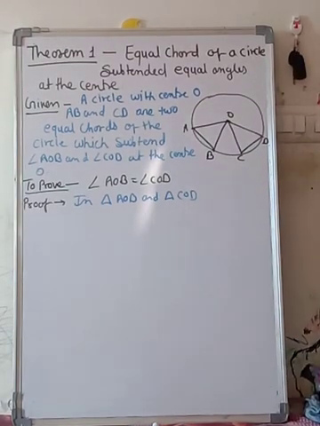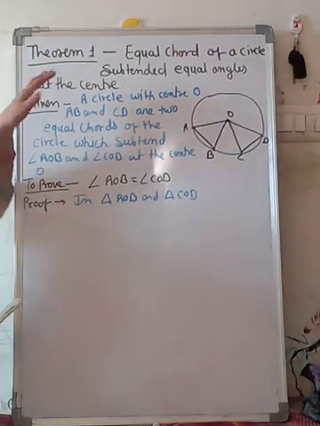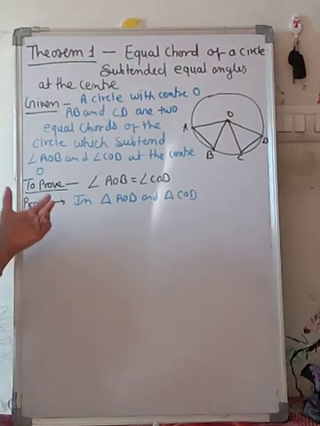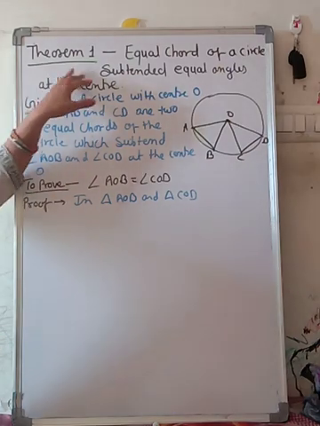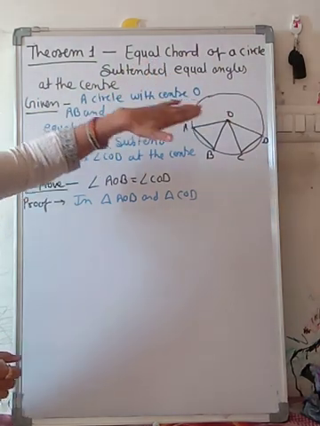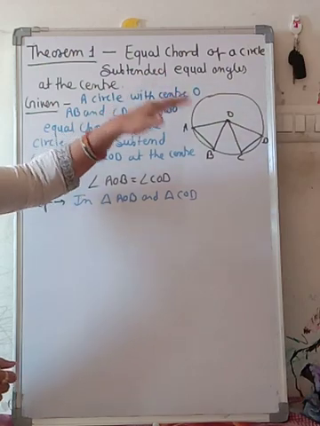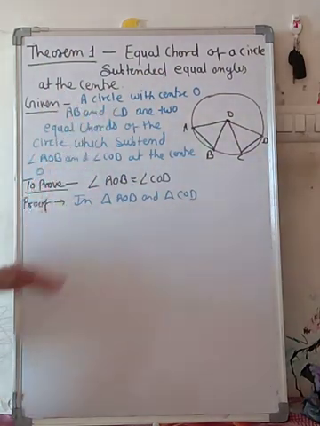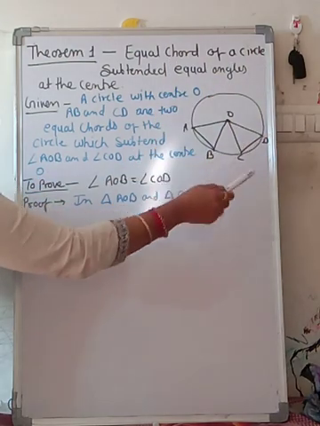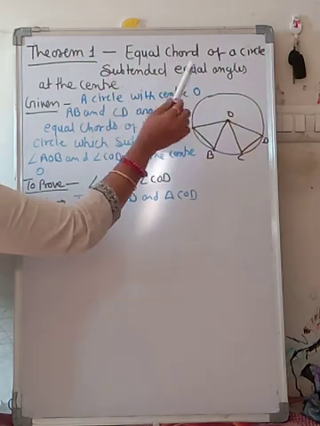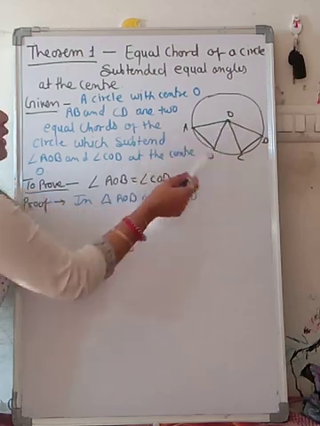Now students, this is the first theorem related to angles subtended by equal chords. The first theorem is: equal chords of a circle subtend equal angles at the center. It means you are given equal chords of a circle, so the angles subtended will be equal.